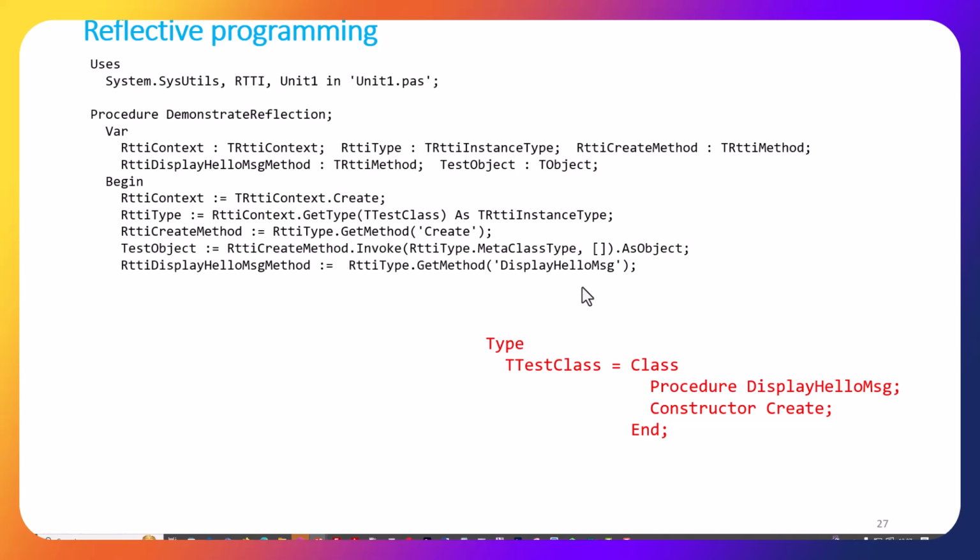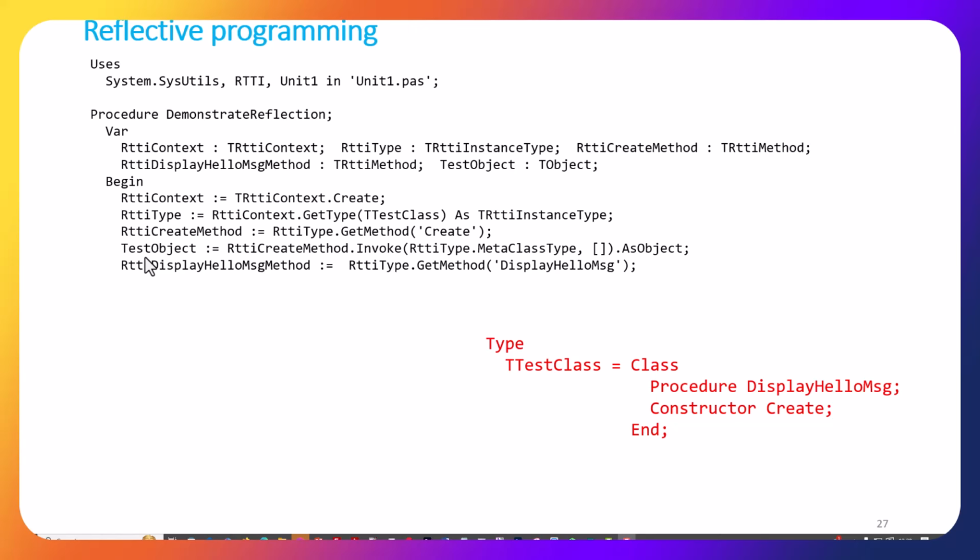And then I'm going to create an object and assign it to test object. I'm going to use this create method, and I'm going to invoke. Under the hood, this RTTI structure has an invoke, and I'm going to get the class type, that's the TTest class. If I need to pass any parameters, I could use this. I'm going to create this object and make it an object, so as object, so its type is right and it could be accepted by this.